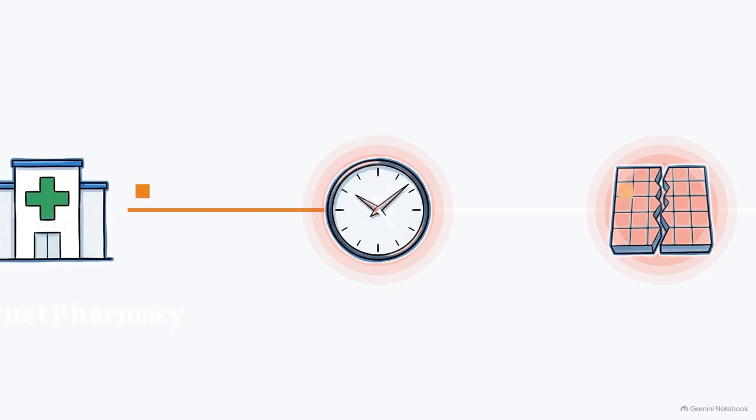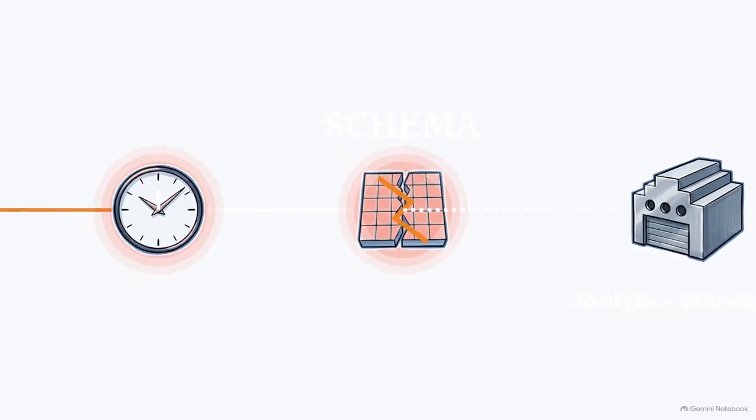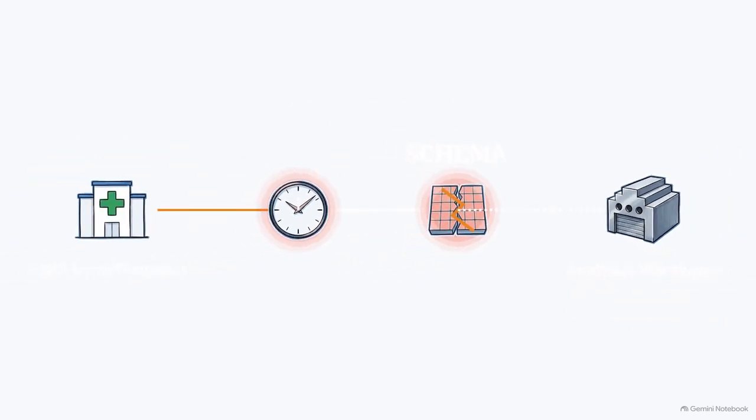The first fracture is temporal. Historical records in the SCMD do not stay static. They undergo retroactive mutations months after their initial publication. The second fracture is structural. There is a documented, hard-coded schema drift scheduled for a future release that will break rigid data contracts.